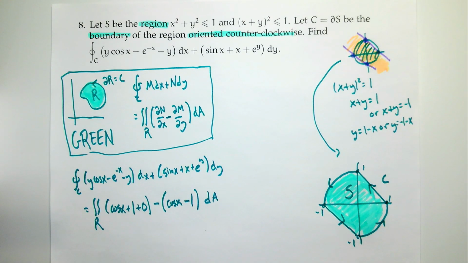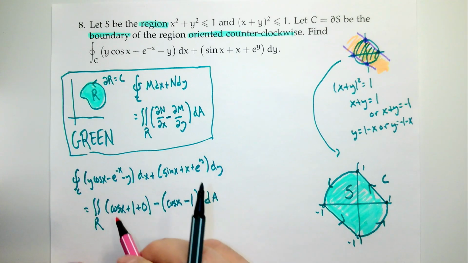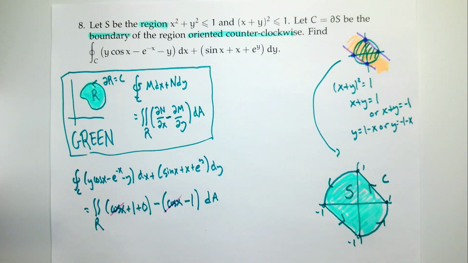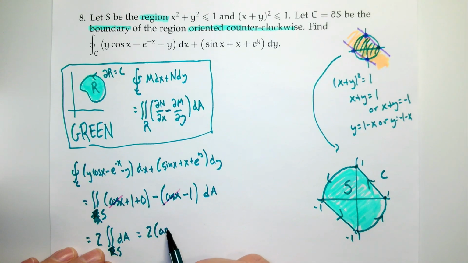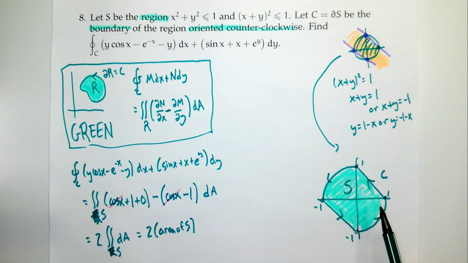Now, the nice thing that happens here is that the unpleasant part, namely the cosine, cancels out. Then what we have is a positive 1 subtract a negative 1, so we get really 2 times the integral over our region dA. Well, that's really, whoops, what did I say, R? It should be S. Okay, S. All right, so this is really 2 times the area of S. Okay, well that's not so bad.